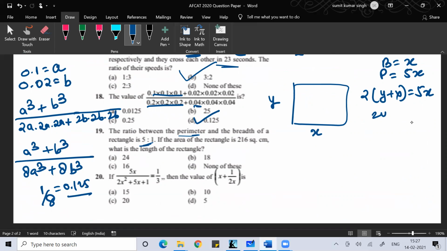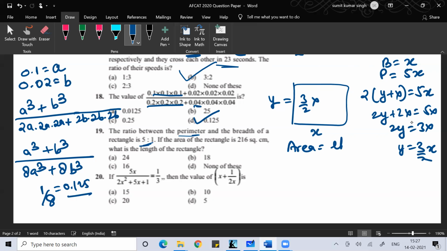You can write 2y plus 2x is equal to 5x. So you can write 2y is equal to 3x. So y is equal to 3 by 2 x. So length is equal to 3 by 2 x. Okay. So what is the area formula? Area formula is length into breadth. So x into 3 by 2 x is equal to 216. So 3 by 2 x square is 216.